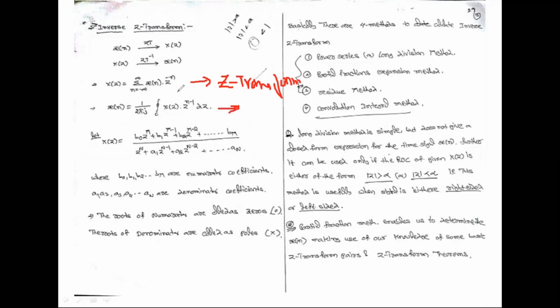Multiplication property and Parseval's theorem, we derive this by using the inverse Z transformation formula. The inverse Z transformation formula, and this one is the Z transformation formula or the definition: 1 by 2 pi j, the integral of X of z, z power n minus 1 dz, the inverse Z transform formula.